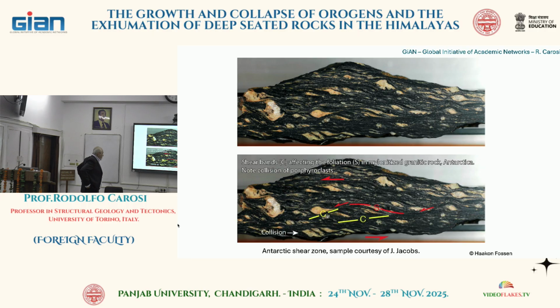This is a picture from the book of Fossen that we can download directly from a separate file. Also, a beautiful mylonite in Antarctica with C, maybe C prime, and S fabric, a very beautiful development of this kind of fabric, and also some rotated porphyroclasts like this, or this one. But the sense of shear is clearly top to the left.